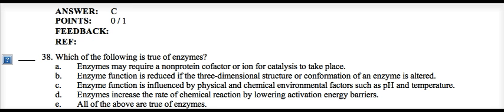Okay, number 38. Which of the following is true of enzymes? A. Enzymes may require a non-protein cofactor or ion for catalysis to take place. B. Enzyme function is reduced if the three-dimensional structure or conformation of an enzyme is altered. C. Enzyme function is influenced by physical and chemical environmental factors such as pH and temperature. D. Enzymes increase the rate of chemical reactions by lowering activation energy barriers. And I chose this question because I thought it kind of gives you a big picture about enzymes. It gives you a lot of stuff in a short question.